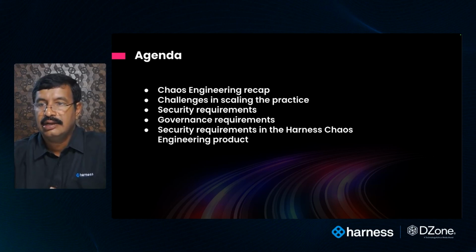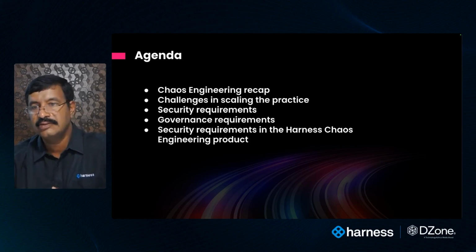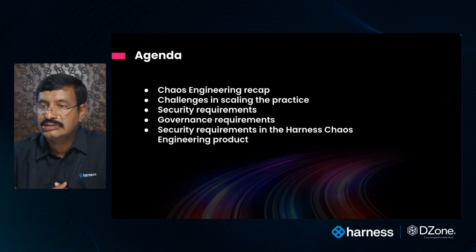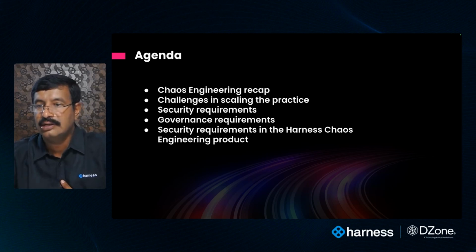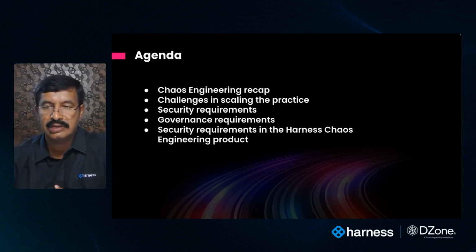engineering is all about and what are the general challenges if you choose to start and go up and scale chaos engineering practice. What are the general challenges that I've observed? And then we'll specifically focus on the security part of the requirements. That's where we've been getting some general questions by the people who really want to go and start chaos engineering implementation. And then security and governance are closely related. We'll go and do that. And in the last 10 minutes or so, we'll spend some time about how Harness Chaos Engineering product demonstrates or adheres to these security requirements.